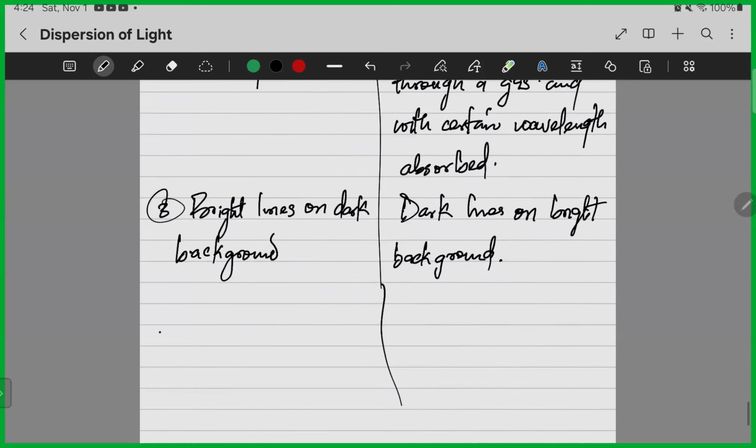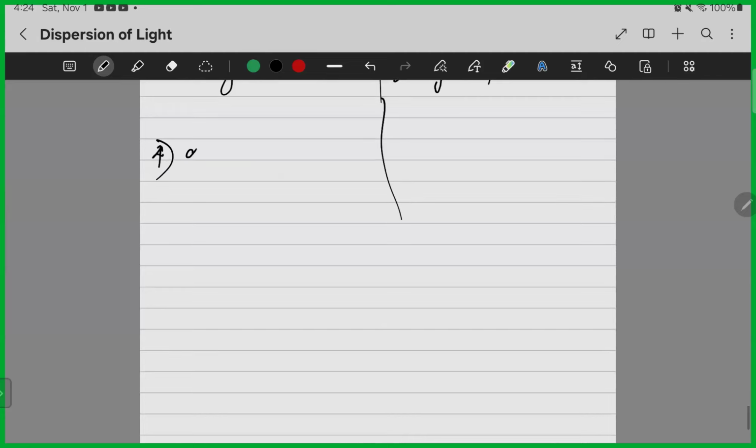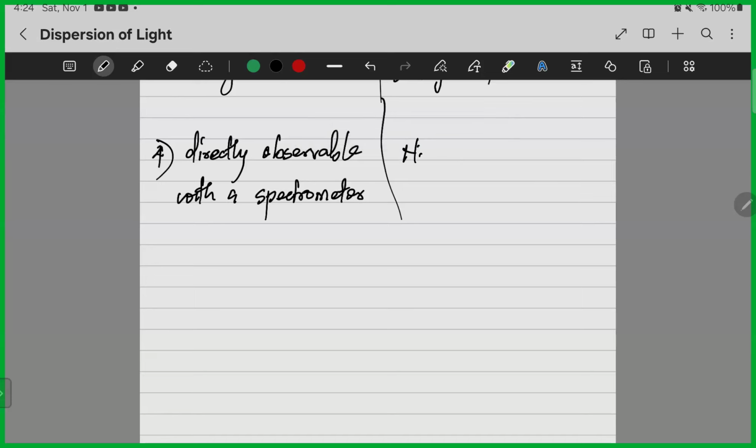I believe that was 3, and this is 4. This one is directly observable with a spectrometer, while this other one is not directly observable with a spectrometer. So it's not directly observable there.